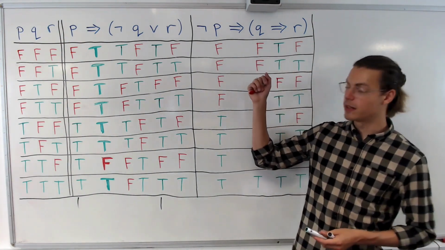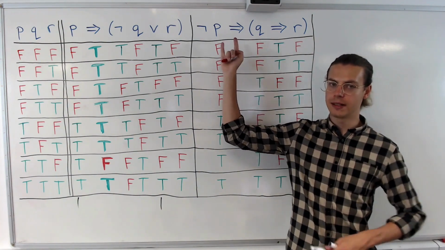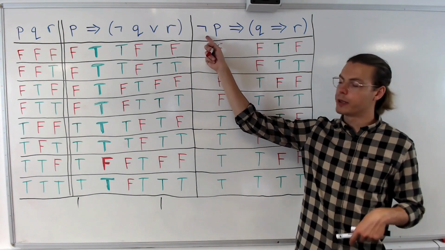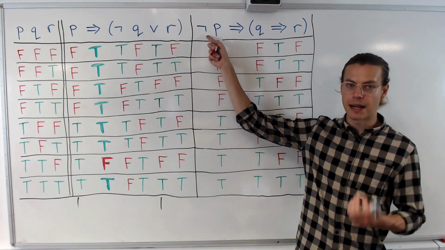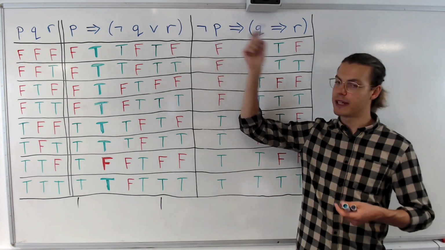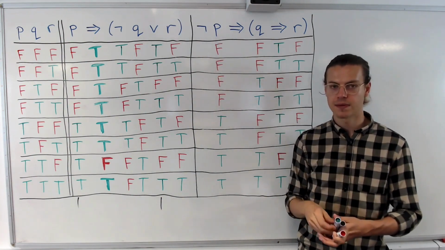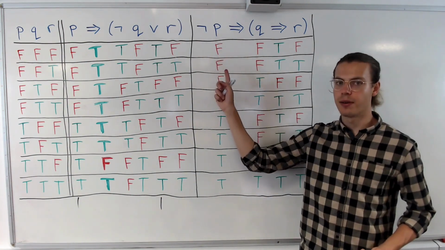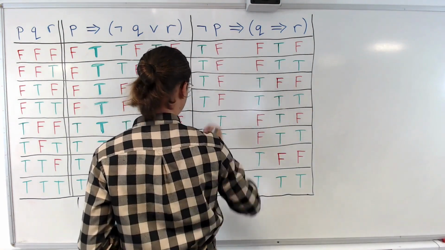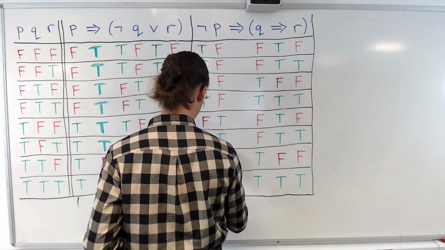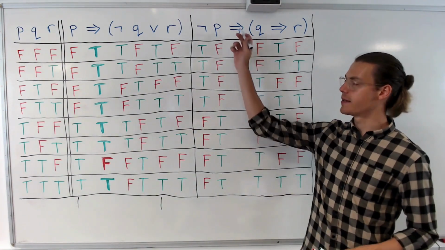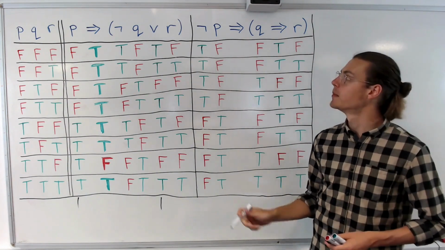Moving outside the parentheses, there are two more operators to evaluate, not and implies. Not is the more tightly binding operator, so we have to start with that. We have not P, which is simple enough. We just flip the truth values of P.